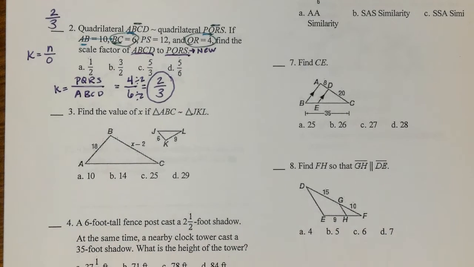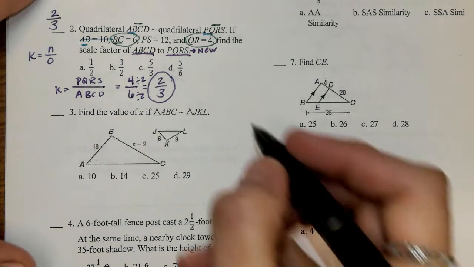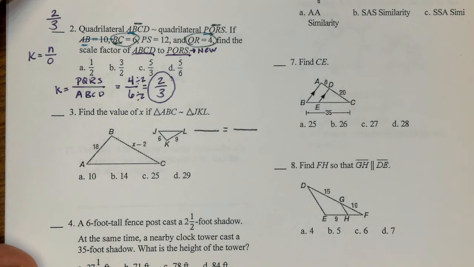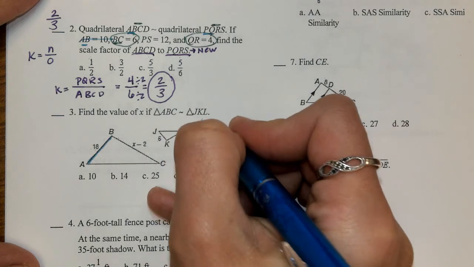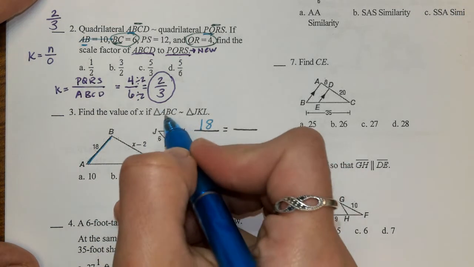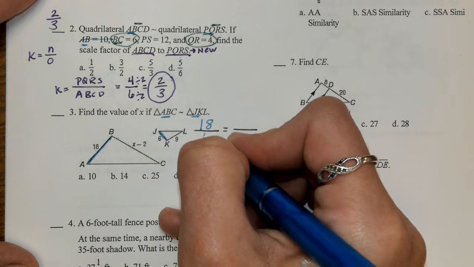Next, we're going to find the value of x dealing with these 2 triangles. So we're going to have to set up a proportion, right? So I'm going to write a little bit small over here, setting up my proportion. First thing I'm going to do is take this 18 from side AB, put it on top, and then I'm going to take the corresponding side on the other triangle. AB corresponds with JK. So we're going to have that 6 on the bottom.